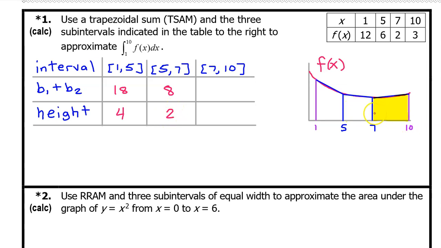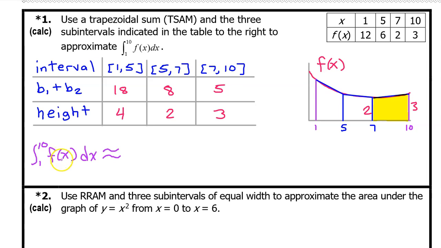For the last trapezoid, base 1 will be the value of the function at 7, which is 2, and base 2 will be the value of the function at 10, which is 3. Base 1 plus base 2 is 5, and the height of the trapezoid is going to be 3. It's the distance between the bases, 10 minus 7.